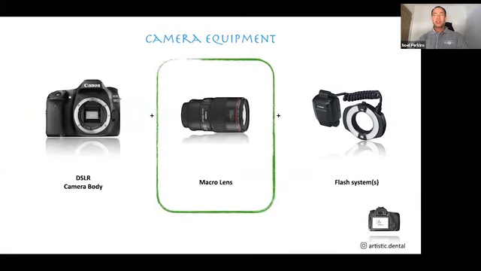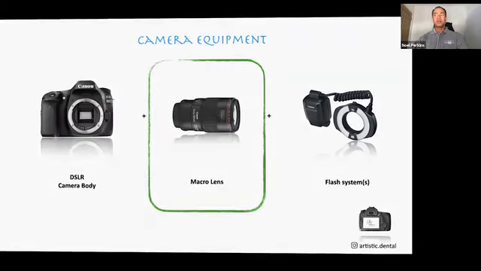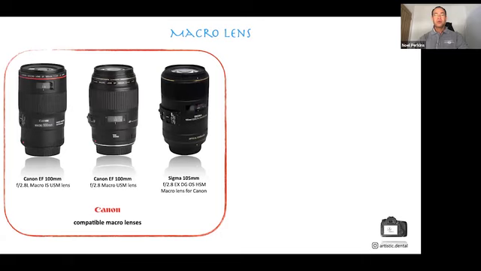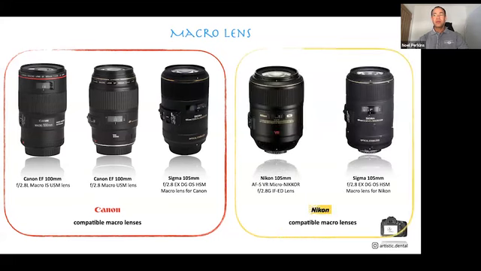All right, so the next section is basically choosing a macro lens. Now, for Canon, these are the compatible lenses I would recommend. This is not an exhaustive list. For Nikon, those are the two main lenses which are compatible.